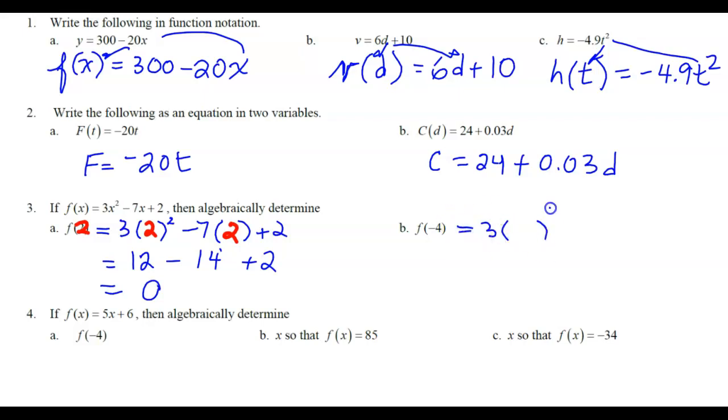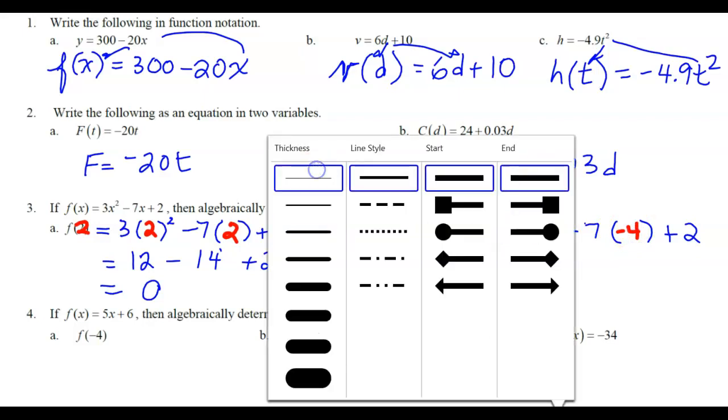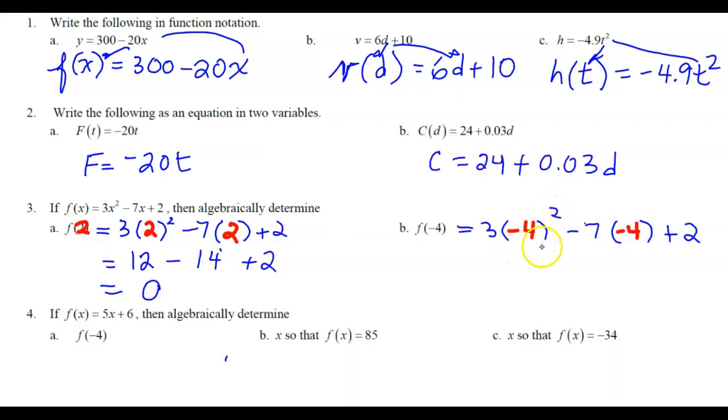Everywhere there's an x, I put brackets. And some of you are lazy with brackets. It's kind of okay if it's a positive. If it's a negative, it's going to mess you up at some point, whether it's this question or another. So please put brackets because, for example, when you square a negative, you get a positive. If you didn't have brackets, you would get a negative. So please be careful on that. So that's 16 times 3 is 48 plus 28 plus 2.